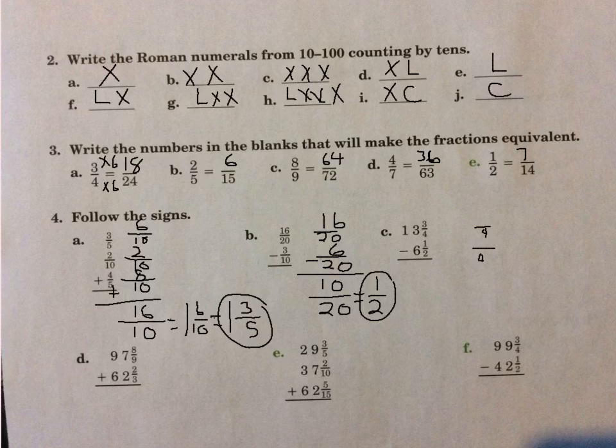4 times what is 4? 4 times 1. So we do 3 times 1. 2 times what is 4? 2 times 2 is 4. So we do 1 times 2. And that's 2. I'm going to bring over our whole numbers, and now we're going to be ready to subtract. 3 minus 2 is 1 over 4. 13 minus 6 is 7. We get 7 and 1/4.